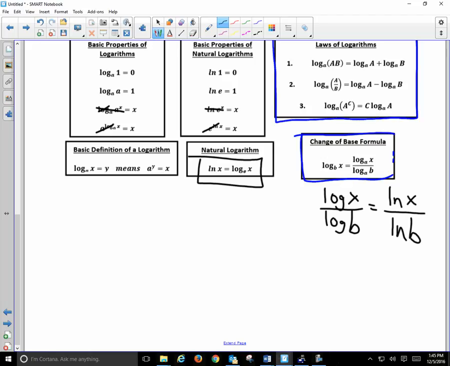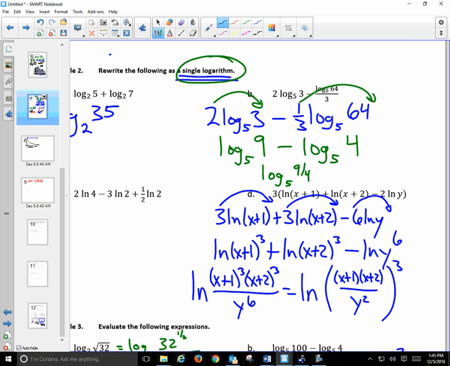Yes, you should have seen a change of base formula last year. Very good. Okay.